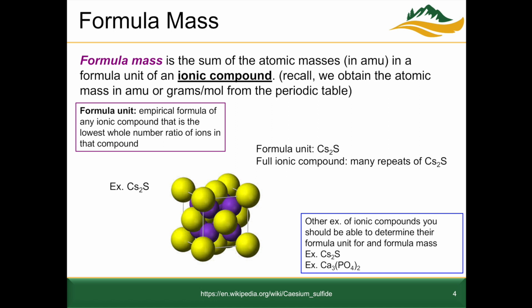Here's an expanded look at cesium sulfide. So there's many repeats of cesium, 2 cesiums and 1 sulfur, but again, just the formula unit is the lowest whole number ratio of those ions. So all these ionic compounds are these large crystals usually, but again, just the formula unit is the simplest ratio of the ions that are present, so like Cs2S and NaCl.